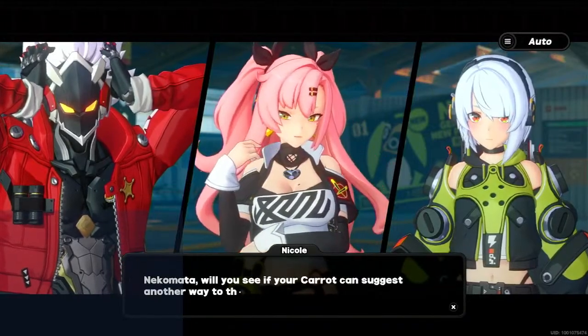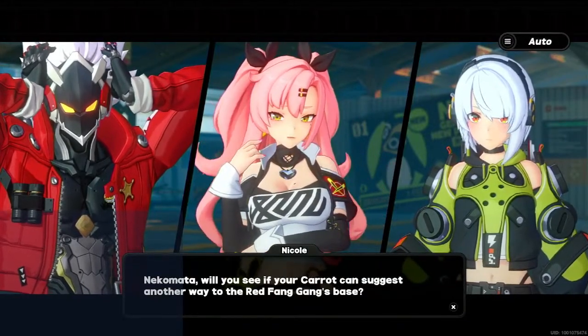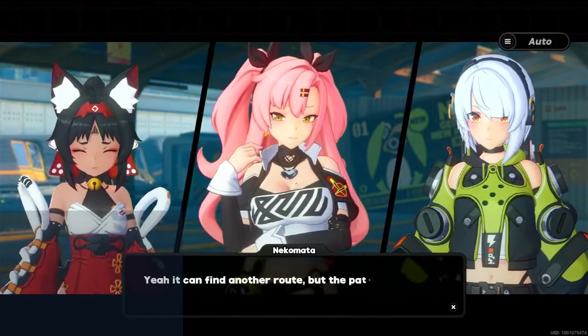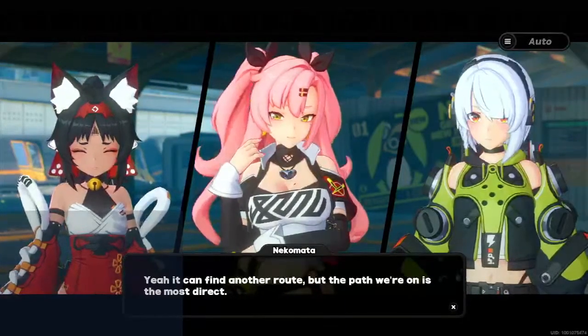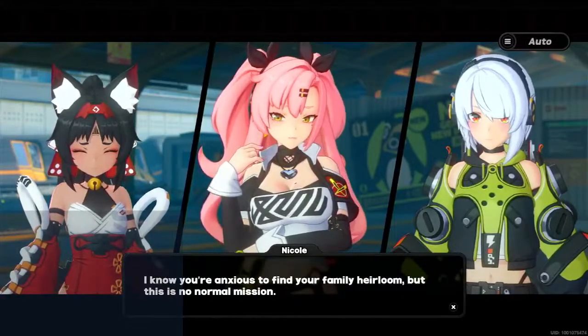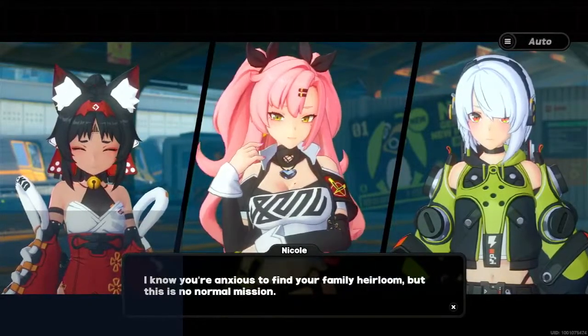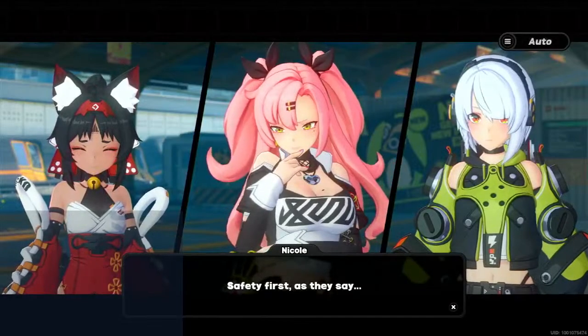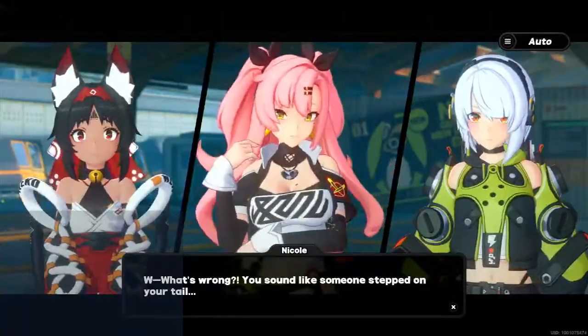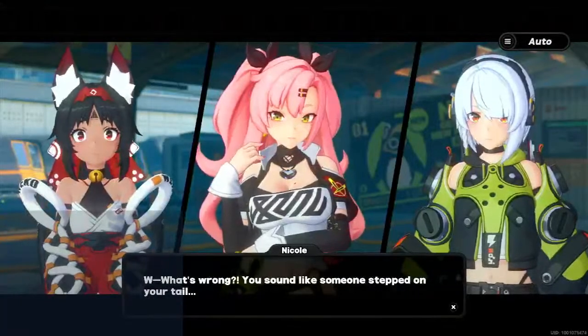That's no good. Since there's signs of it here, let's find another way around. Nekomata, will you see if your carrot can suggest another way to the Red Fang Gang's base? Yeah, I can find another route. But the path we're on is the most direct. I know you're anxious to find your family heirloom, but this is no normal mission. Safety first, as they say. What's wrong? You sound like someone stepped on your tail.